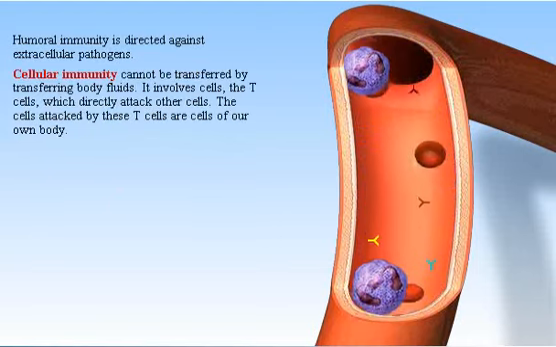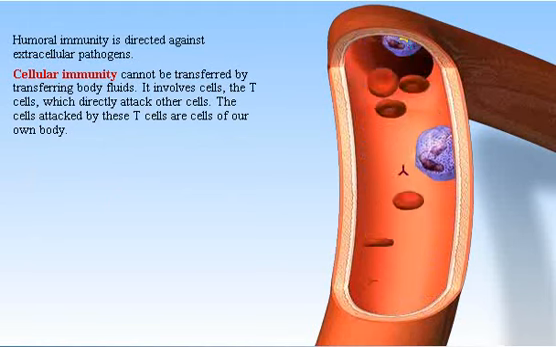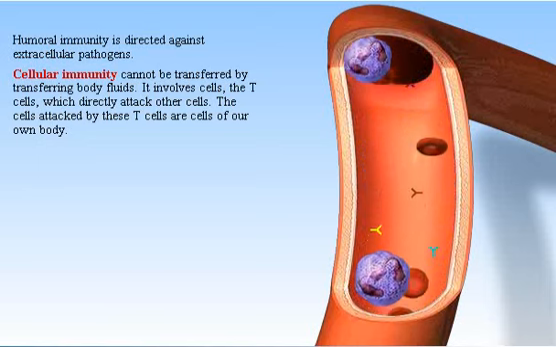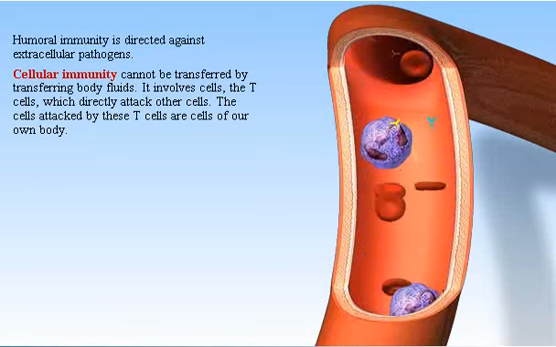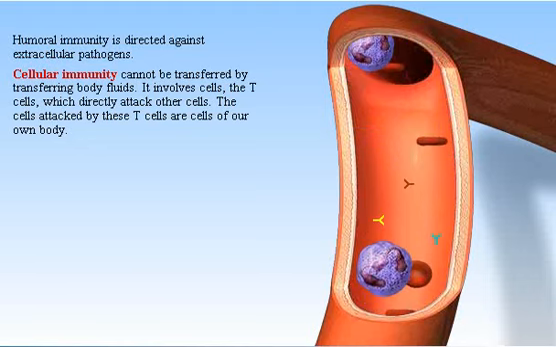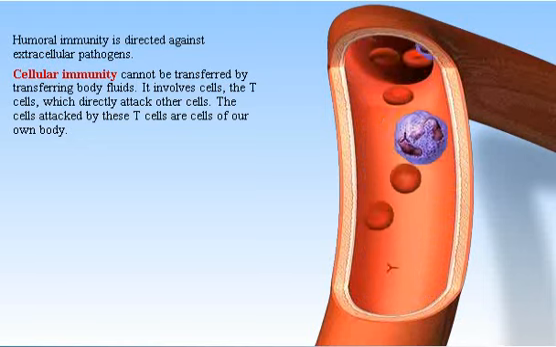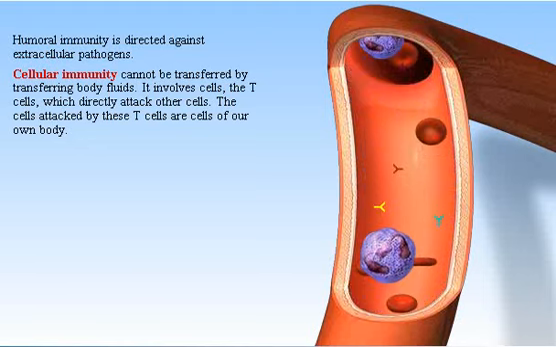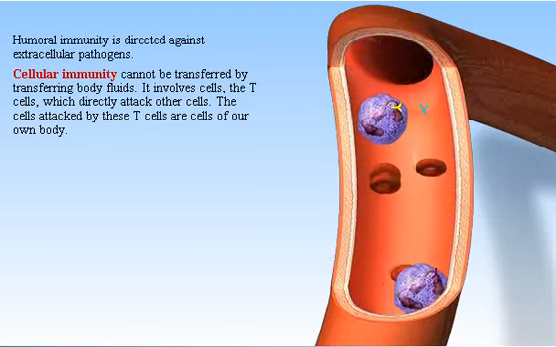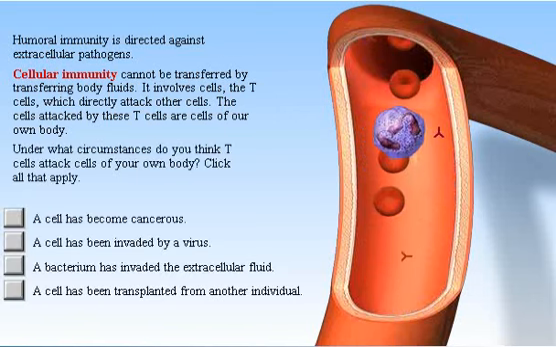In contrast, the other branch of adaptive immunity cannot be transferred by transferring body fluids. It is called cellular immunity because it involves cells, the T cells, which directly attack other cells. The cells attacked by these T cells are cells of our own body. Under what circumstances do you think T cells attack cells of your own body? Click all that apply.